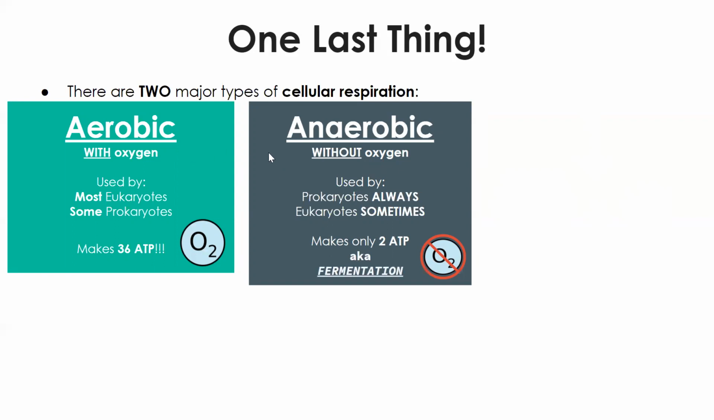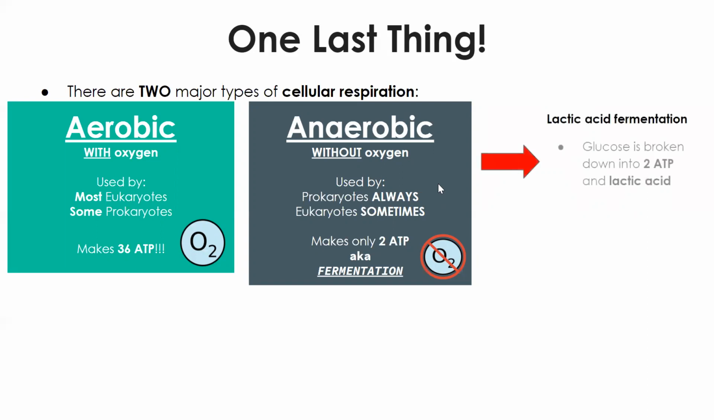So which process do you think is more efficient, which is probably better to make energy? Do you think it's aerobic respiration or anaerobic respiration? Exactly. Aerobic respiration is probably a more efficient process in making energy for ourselves. There are 2 types of anaerobic respiration or fermentation. There's lactic acid fermentation, which is the process of that sugar being broken down into 2 ATP and lactic acid. This lactic acid causes cramps and burning in our muscles.